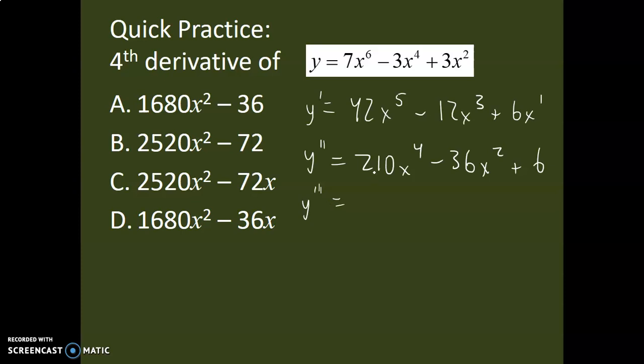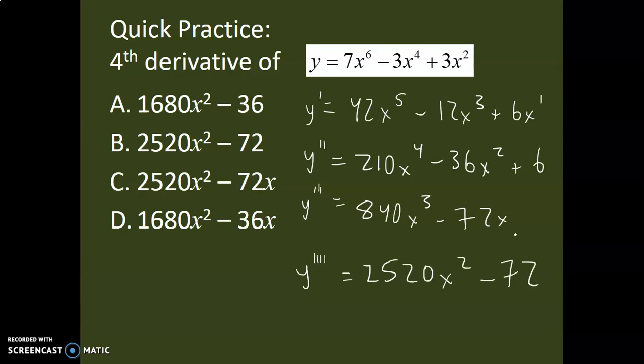Third derivative, 210 times 4 should be 840 x to the third minus 72x. At this point, the constant goes away. And then the fourth derivative, 3 times 840. Looking at my answer choices, I'm going to assume that that's 2520 x squared minus 72. 72x turns into 72 when I take the derivative. So it looks like answer choice B.